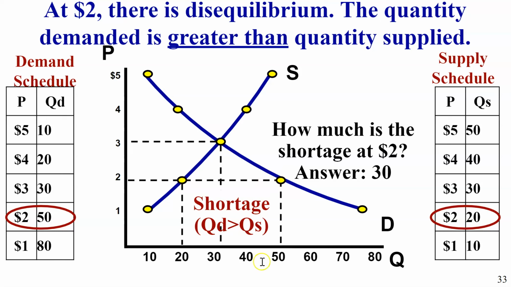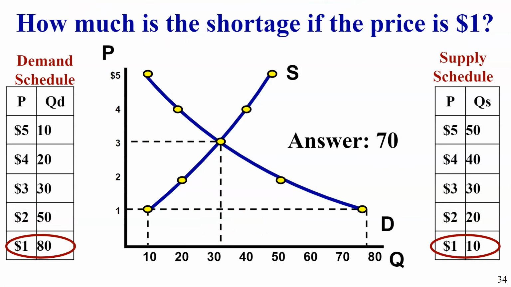We'd have a much larger 50 people demanding this product, but the law of supply says as the price drops, the quantity supplied also drops. So what you have here is only 20 being supplied. You're going to have a shortage, and that's going to cause some chaos in the marketplace. So that's why it's really important to go to equilibrium. Where do we find our equilibrium in terms of quantity and price at those particular points?